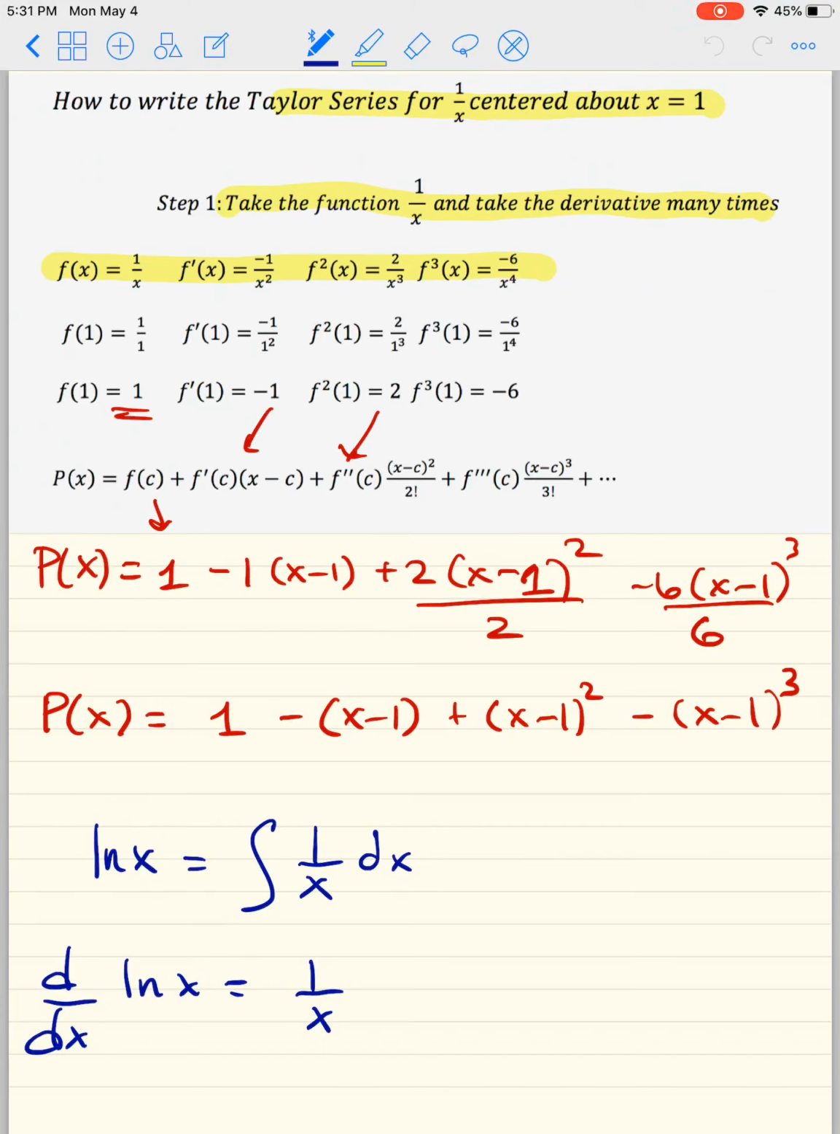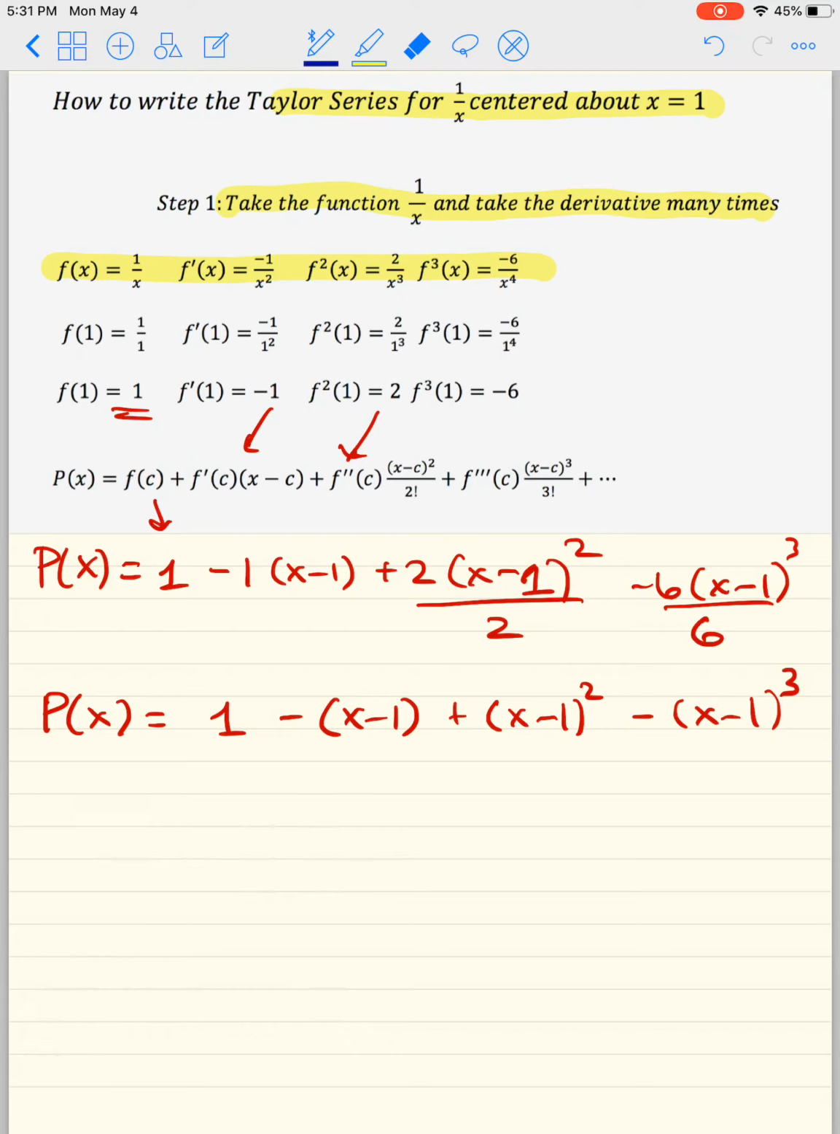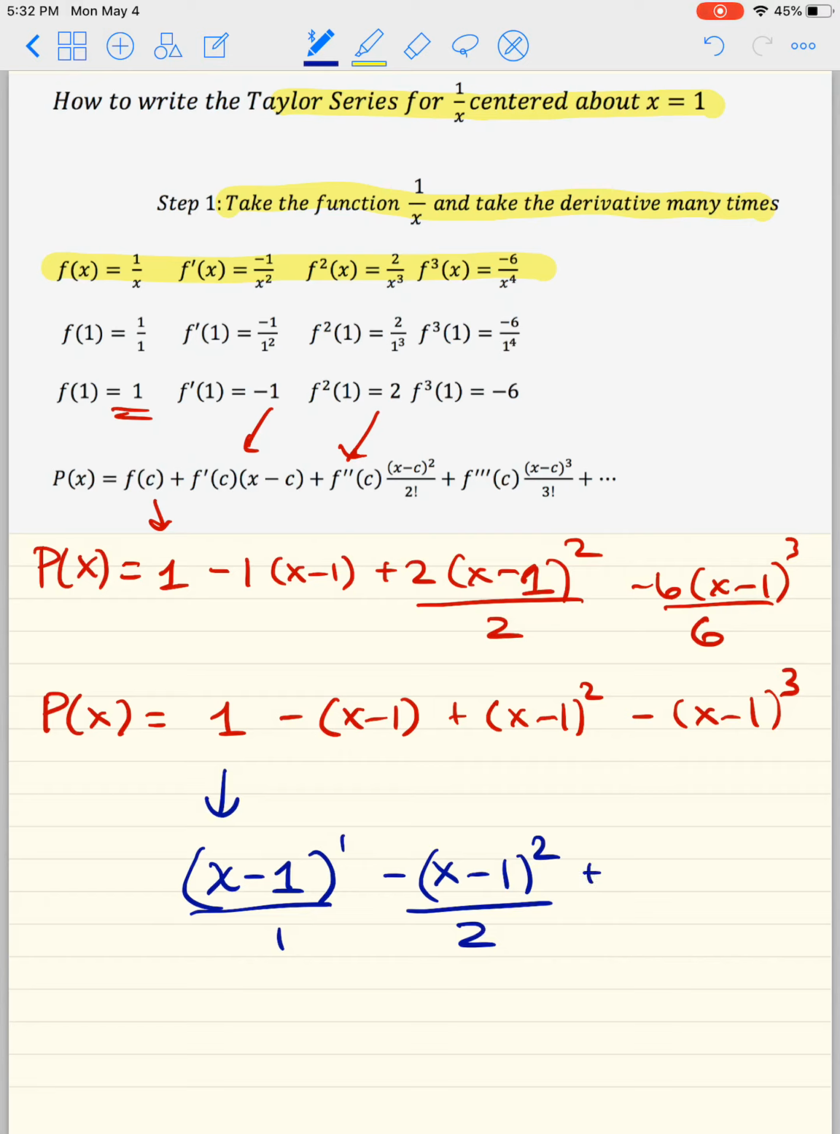So in that case, if I integrate this, I just want to show you the integral of this is very important. When you go to integrate 1, most of you are probably going to say, oh, that's just x to the first divided by 1. But you're centered somewhere else, so you have to take that into consideration. So this is going to be x minus 1 to the first over 1. This guy here is going to be x minus 1 squared over 2. This guy over here is going to be x minus 1 to the third over 3. And this guy here is going to be minus x minus 1 to the fourth over 4.